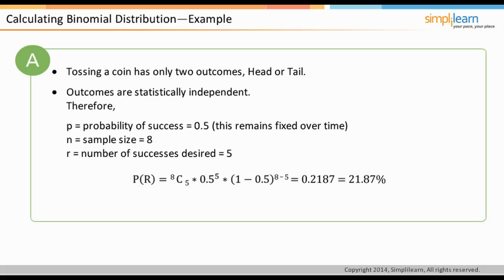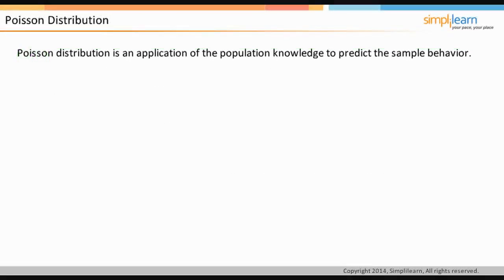which is 8. Therefore, the probability of 5 heads is equal to factorial of 8 divided by factorial of 5 and factorial of 8 minus 5, whole multiplied by 0.5 to the power of 5, multiplied by 1 minus 0.5, whole to the power of 8 minus 5. This calculation gives a result of 0.2187, which is equal to 21.87%.